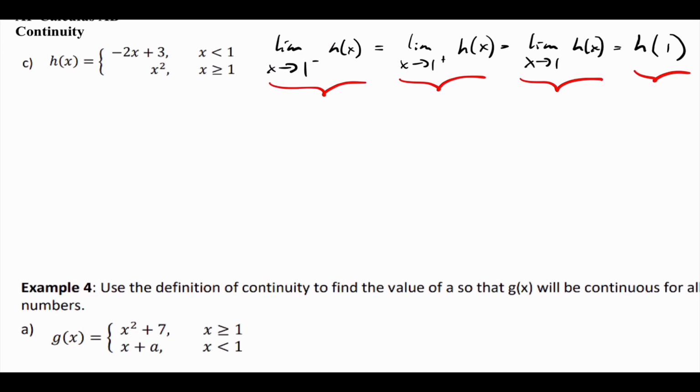Let's start with the limit as x approaches 1 from the left. How am I going to get this answer? Plug in 1 to the top equation, because that's the one less than 1, right? From the left means less than 1. So I'm going to plug in 1 to the top equation and see what I get. So -2 times 1 plus 3. -2 plus 3, so I get +1.